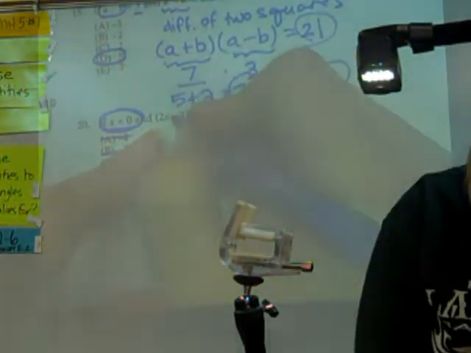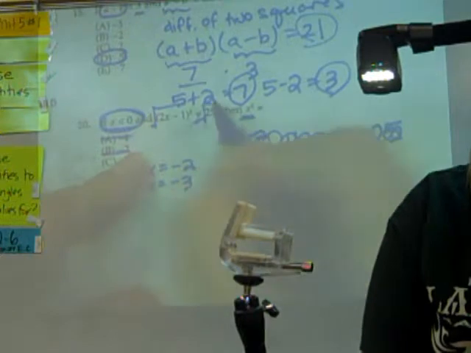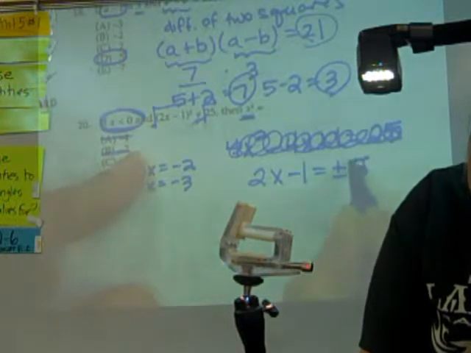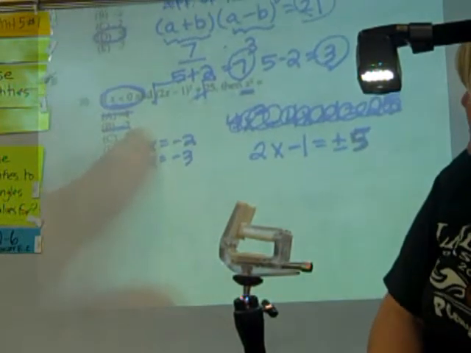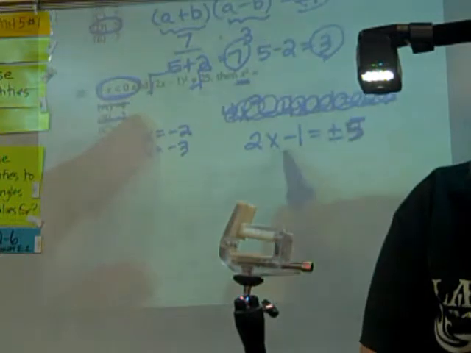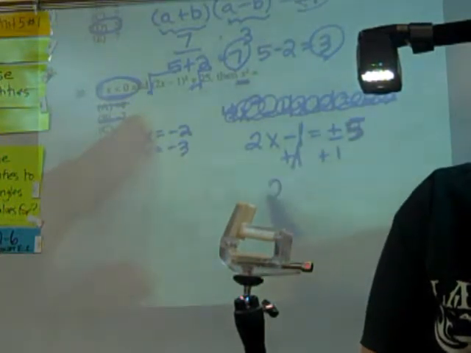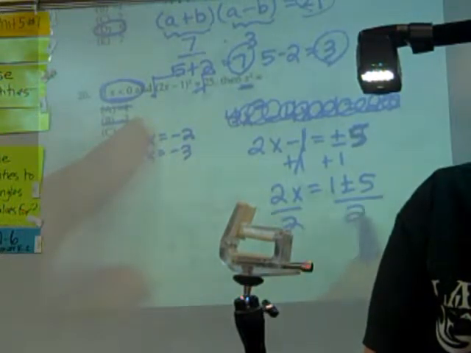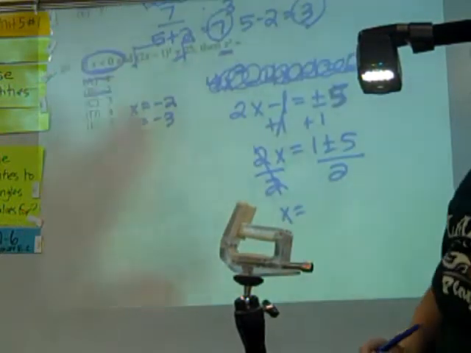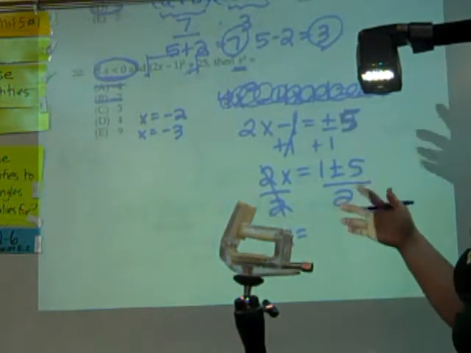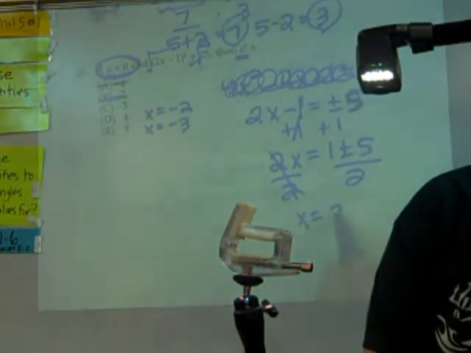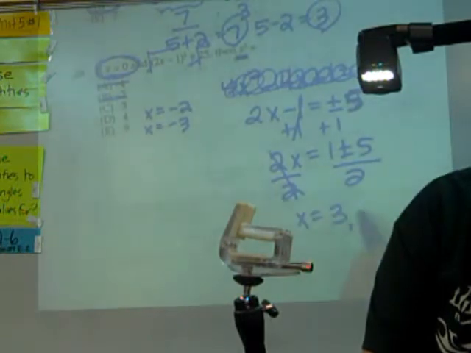I would try to get x by itself. So I would take the square root of both sides. So I would have this: 2x minus 1 equals plus or minus 5, because the square root of 25 is 5. And then I could solve for x. So I would get that x is either 1 plus 5 over 2 or 1 minus 5 over 2, which would give me 3 or negative 2.